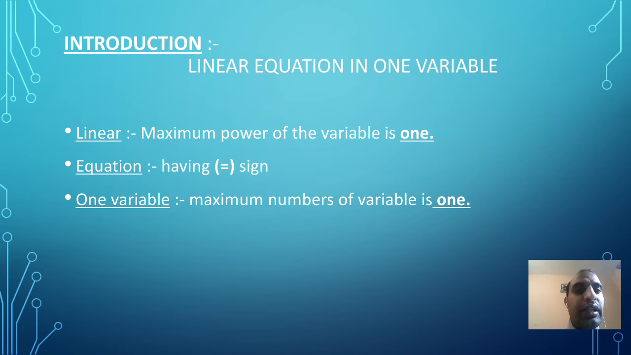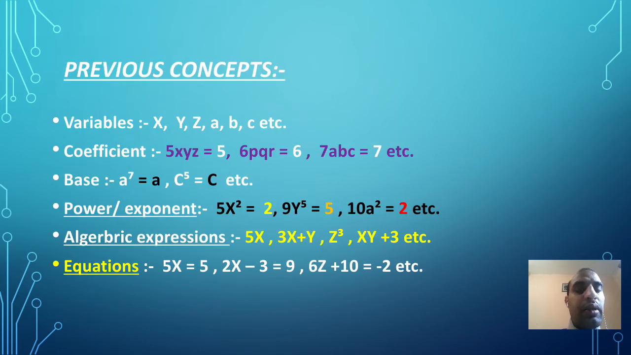So before starting this topic, let's discuss something that you have studied already in previous classes. So these are your previous concepts. You can see here you have studied about variables. These are alphabets like X, Y, Z, A, B, C, D or any other alphabet, and these alphabets have different values. We can say their value is varying, not fixed.